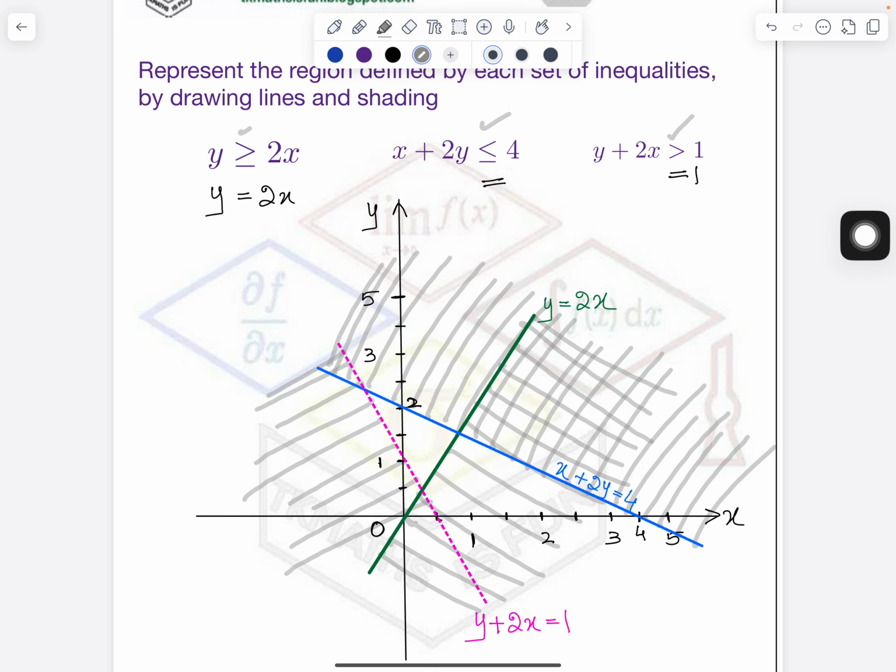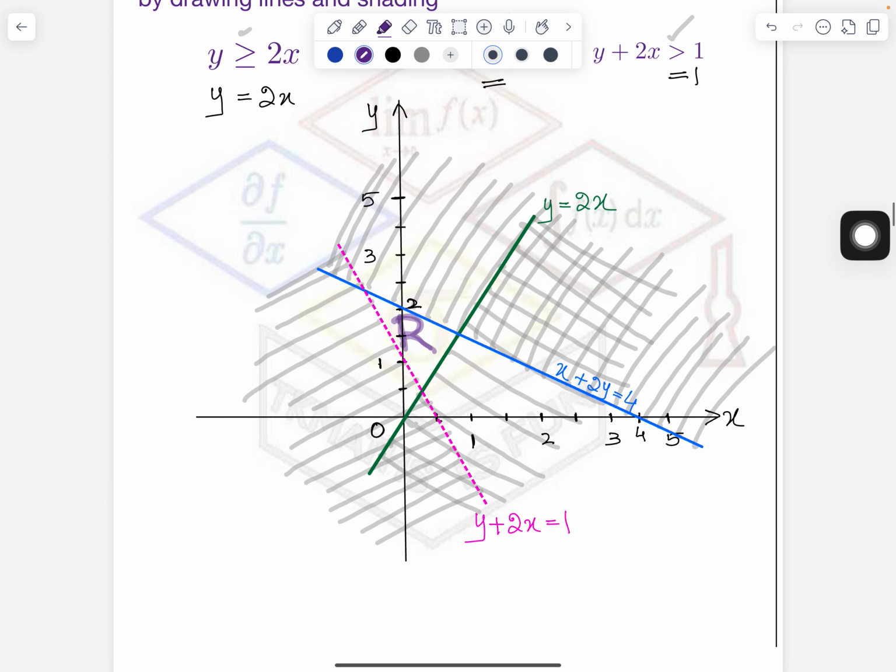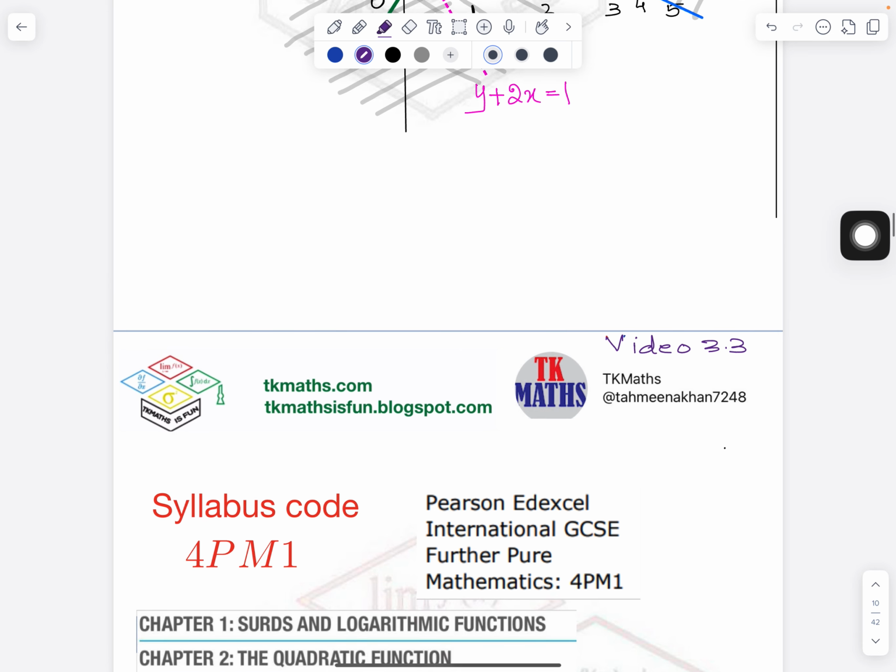This is how you will do it in the exam. First draw the lines and then the regions. The question says represent the region by the sets. So it's better you write R inside the region. So your region is this whole area. You can write R here, and you can write down here that the required region is represented by the letter R, to be more precise.